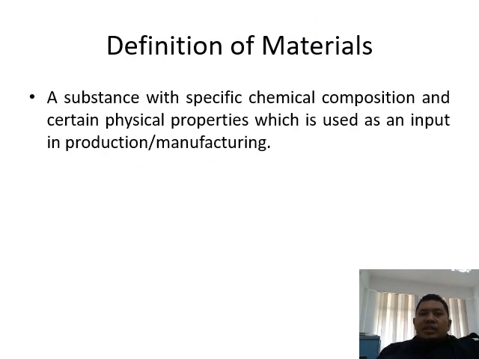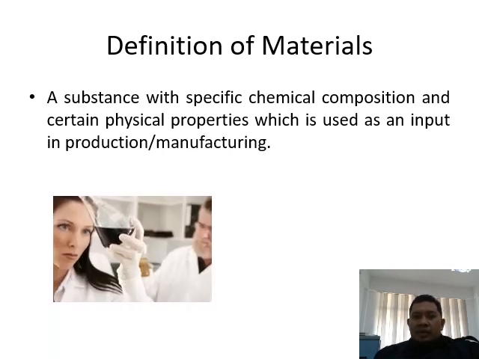So as for the definition of materials, a substance with specific chemical composition. Okay, here I read it out in the slide. A substance with specific chemical composition and certain physical properties, which is used as an input in production and manufacturing.